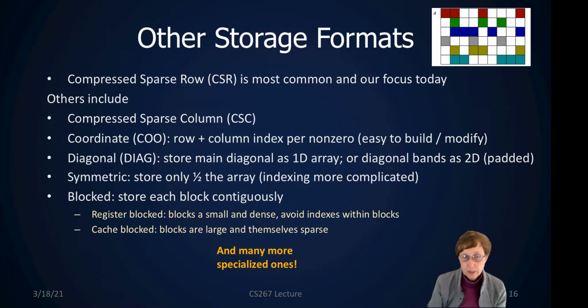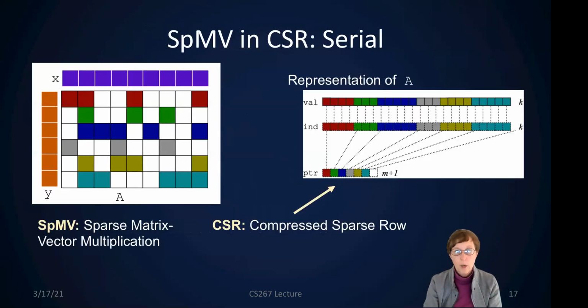Cache blocked matrices are going to have much larger blocks reflecting the size of the cache, but those blocks are going to be sparse themselves. You don't want to blow up a cache block into a dense representation because most likely you'd have too many zeros that you'd have to fill in. And you can have a lot of other specialized representations that people use in various scientific and non-scientific problems, depending on what the structure of your matrix looks like. You can take advantage of that structure and make something that's more space efficient and then more time efficient as well. All right, so let's talk about SpMV in this compressed sparse row matrix. And here we've got, once again, our data structure.